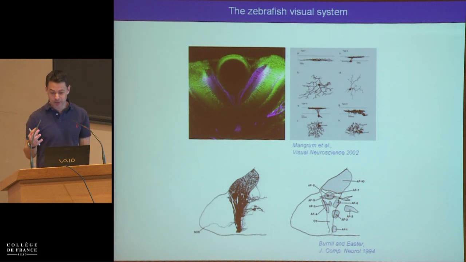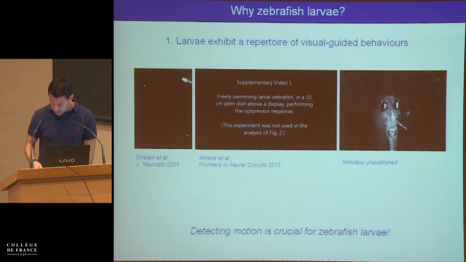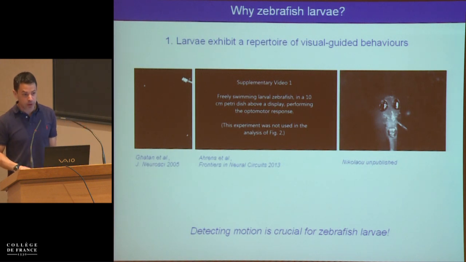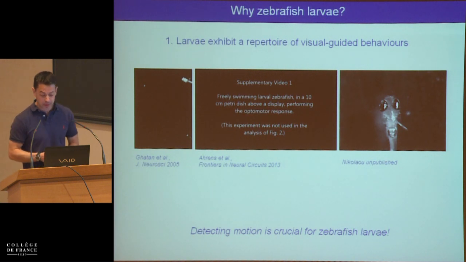So I think zebrafish is a particularly good model system for studying motion vision. And here's why. Even as a baby fish, just a week old or less, they have three really robust visually guided behaviours for which the detection of motion is really important. And the first of these is perhaps the most complex of these behaviours.